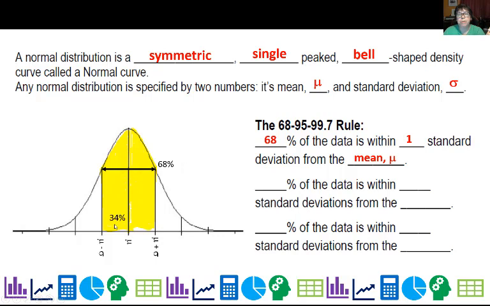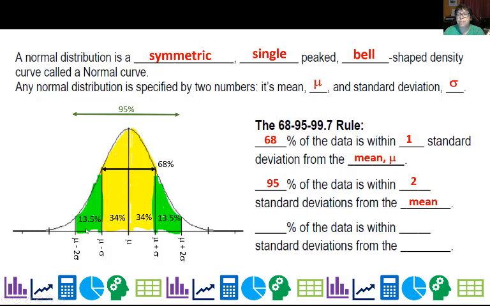Then that means I would have 34% between the mean and 1 standard deviation below, and 34% between the mean and 1 standard deviation above. 95% of the data is within 2 standard deviations of the mean. So that would be going from here all the way to here. And that would add the green areas to the yellow. How did I get the 13.5? I said, well, okay, this total area is 95. Subtract the 68, and that gives me 27. Divide it in half for each side, and I get 13.5.